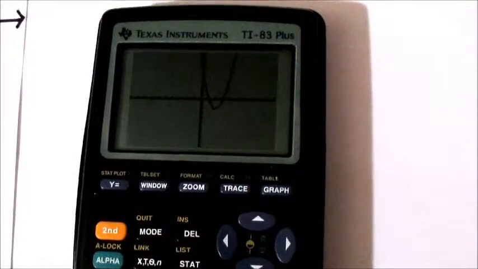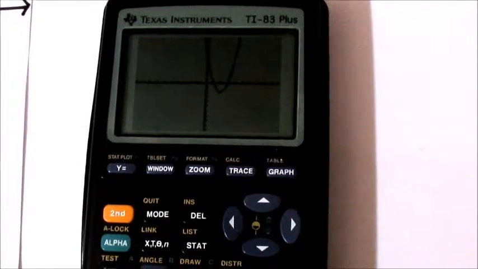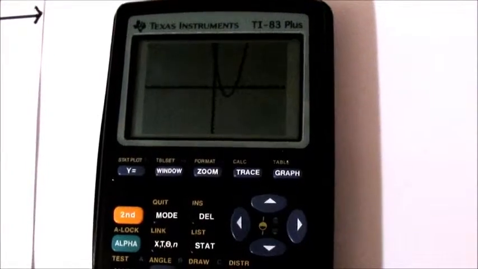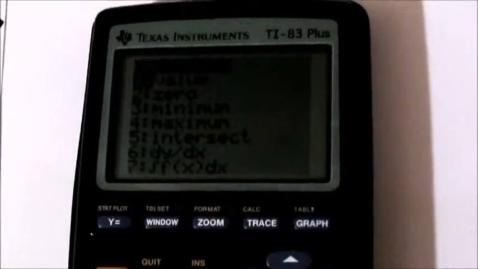To find the minimum, you must use a calculator. First, input your equation into the calculator. Then press second, trace, and select 3 or 4 depending on whether you want to find the minimum or maximum. Because we are finding the minimum, we will press 3.